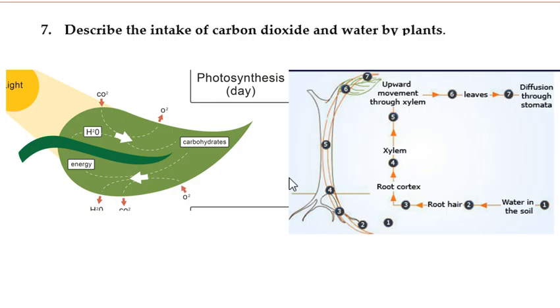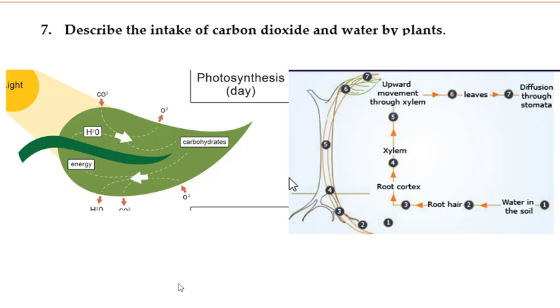So with CO2 it's pretty straightforward. CO2 is absorbed through the underside of the leaves. There are little gaps or holes known as stomata that the CO2 is drawn in through by diffusion. So CO2 goes in, diffuses into the palisade cells and is then used for photosynthesis.